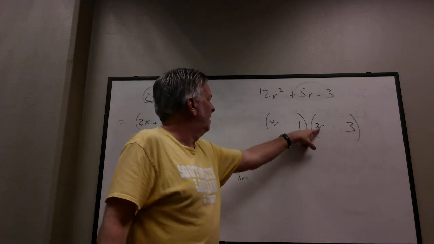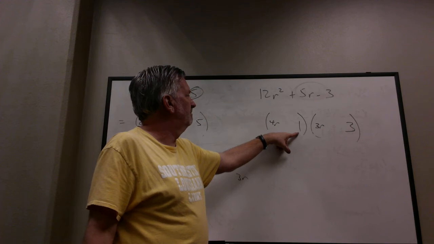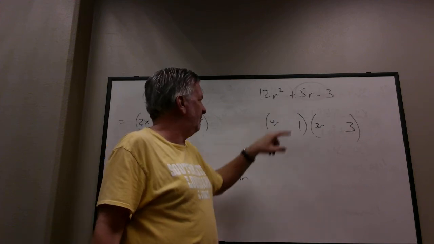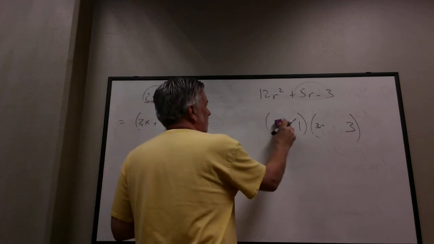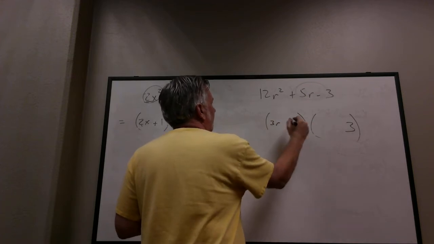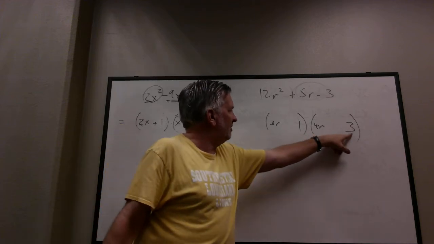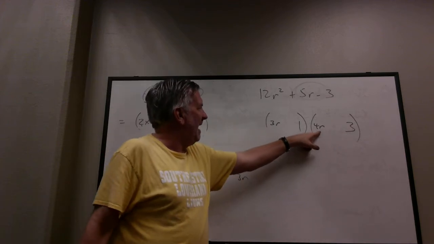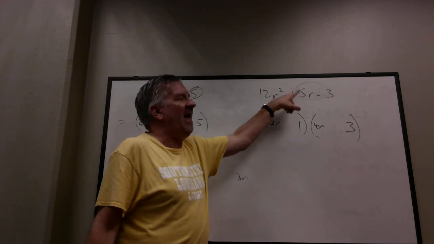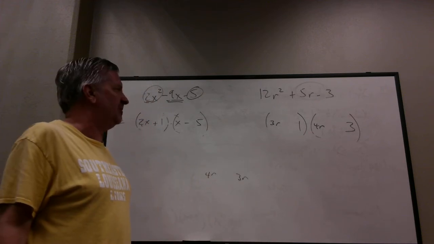That's a 12 and a 3. You can't get a 5 from a 12 and a 3. Okay, I hope it works if I switch these. 3r and 4r. 3r and 4r. Notice the outside is 9r and 4r. You can get a 5 out of a 9 and a 4 by subtraction.